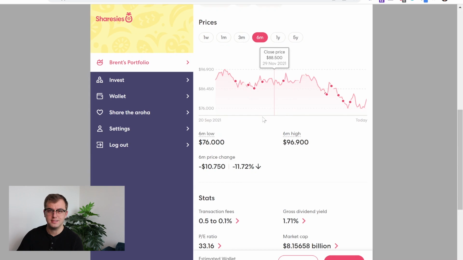And depending on our time horizon, we can also see when the price was at its lowest and when it was at its highest to evaluate if we're paying, say, $80, where that lies within the last 6 months of price movement. And we can see that Mainfreight has reduced in price by 11.7%.